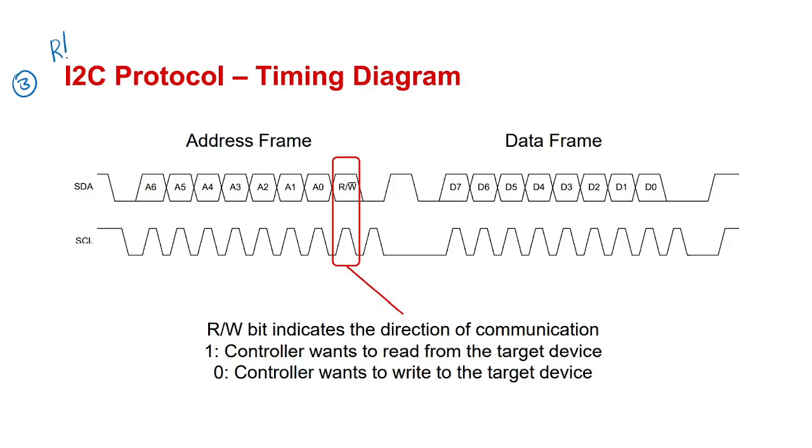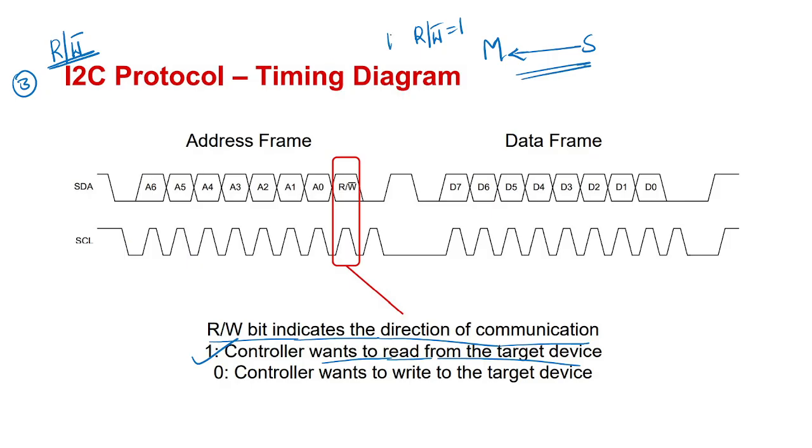After that, next is read by write bar. Read by write bar means what? This is the direction of communication. Suppose if it is one, the controller wants to read from the target device. As I told you, there is a master and there is a slave. When read by write bar equals one, the master will read the data from the slave.